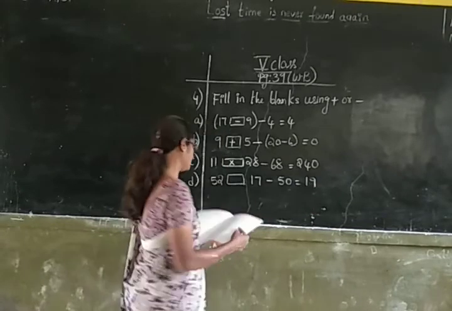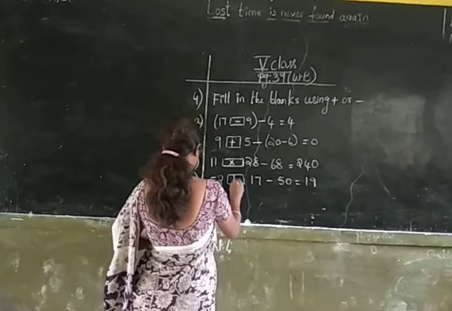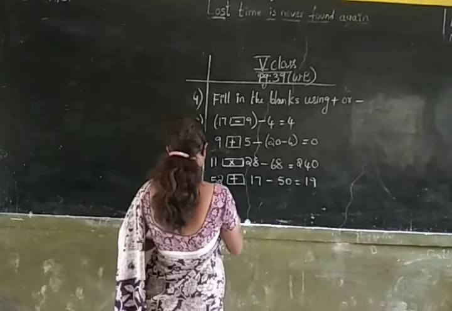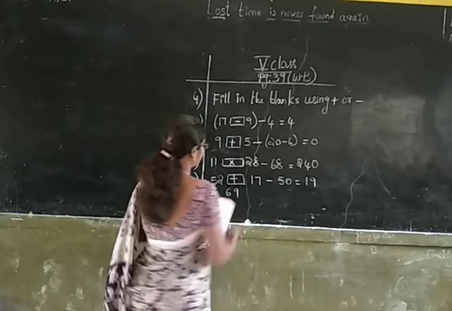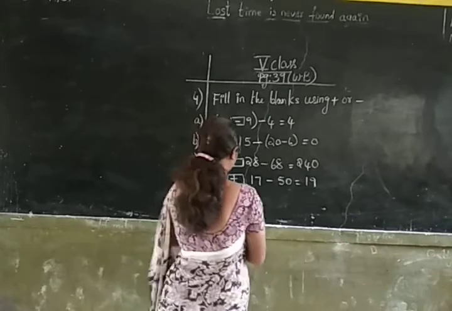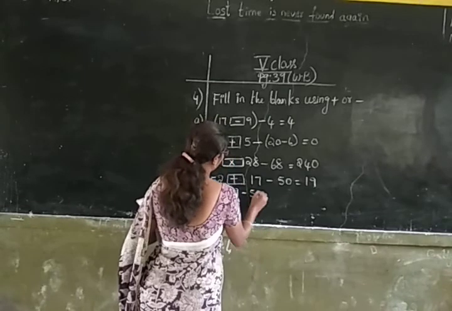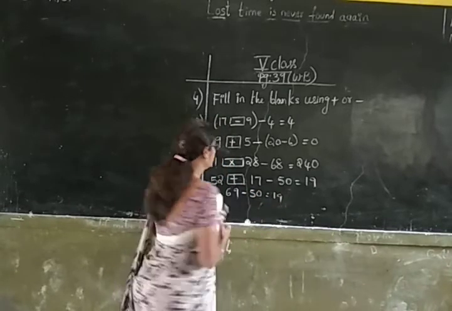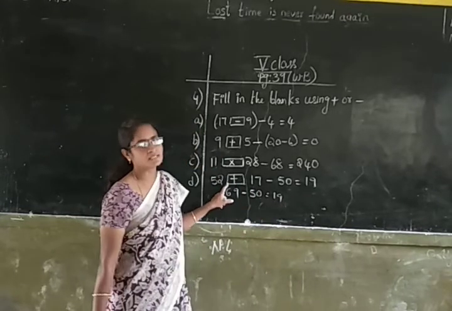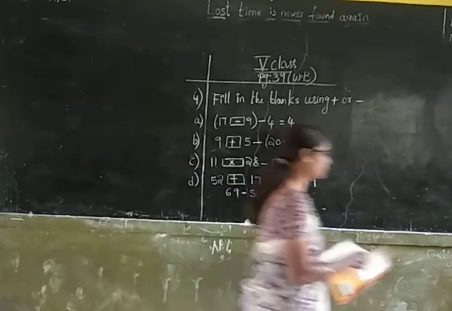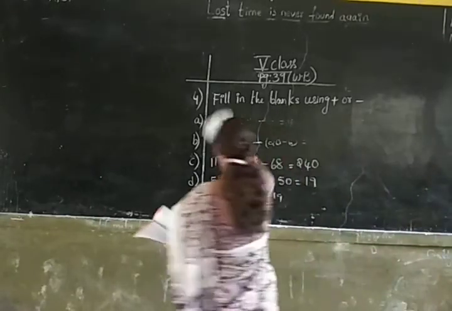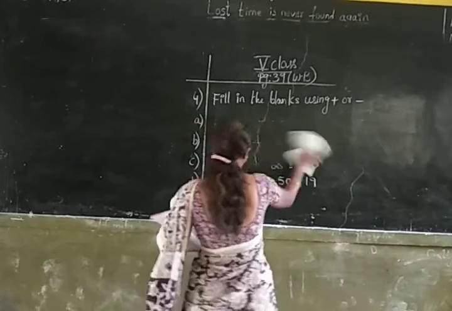So let us place the symbol plus. 52 plus 17 is equals to 69. And 69 minus 50 is equals to 19. So you have to place the symbol plus here. Okay children, did you understand? Now let us do the fifth question.